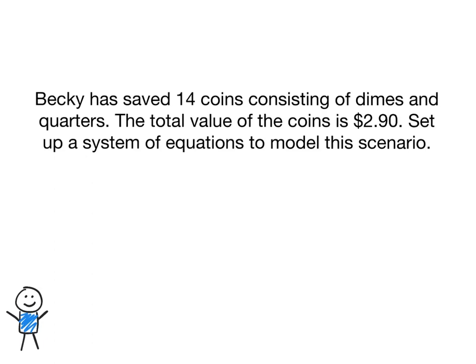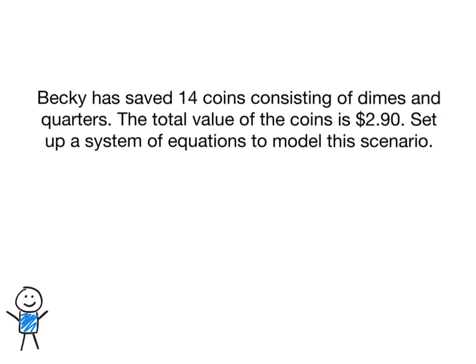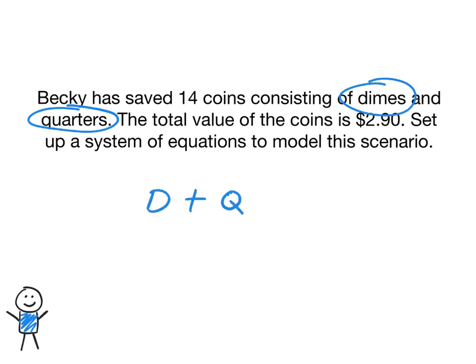So let's begin. She saved 14 coins consisting of dimes and quarters. So let's think of a variable that I can use to represent dimes and a variable I can use to represent quarters. So I know that my number of dimes plus my number of quarters is 14. That is an equation that is stated in this word problem. Let's see if we can set up our second equation. The total value, that's important. We're not talking about how many coins anymore, but the value of the coins is $2.90.